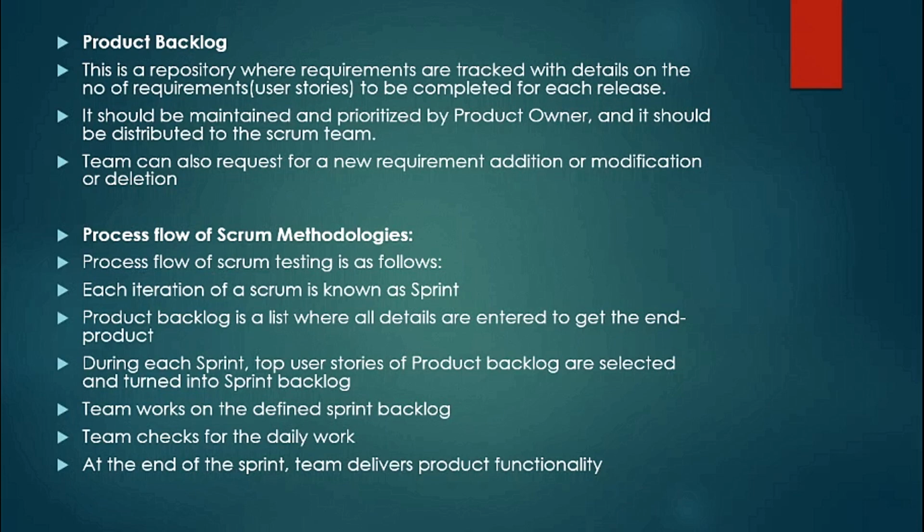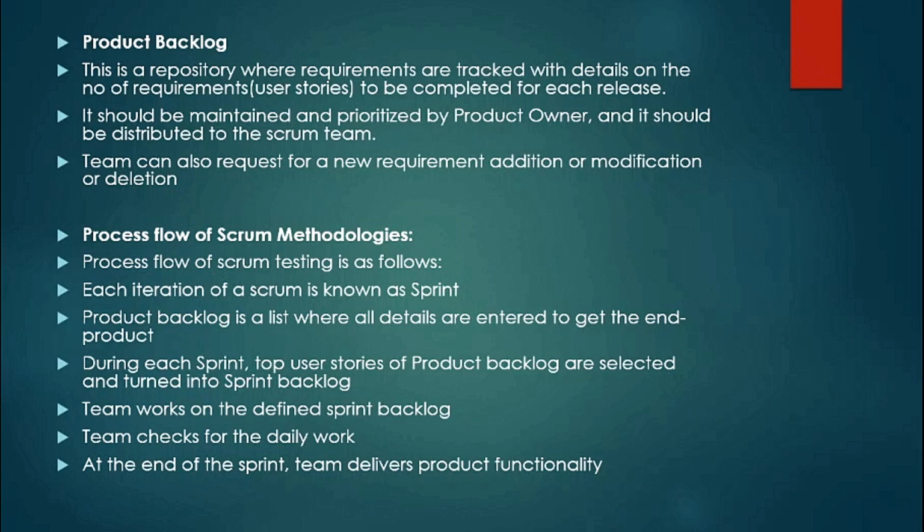The team can also request a new requirement addition, modification or deletion. For example, the product owner has assigned 7 or 8 stories to the team, and the team has completed the testing as well as the development of those stories. So they can request the product owner to add some more stories to the sprint, or they can modify it, meaning they can remove or delete some of the user stories if the team doesn't have capacity to handle more stories.